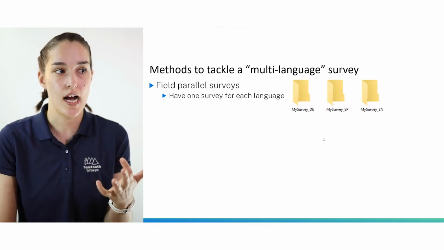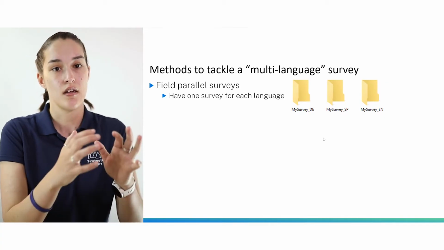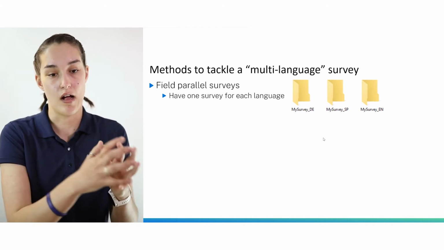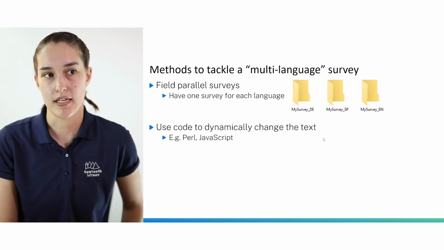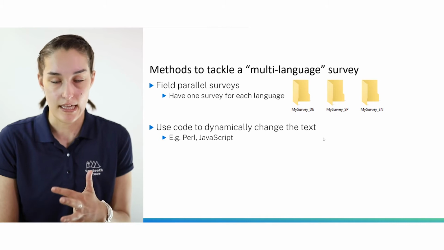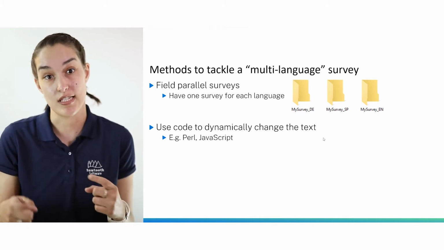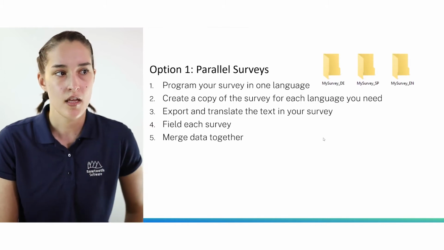Okay, so methods to tackle a multi-language survey. Generally, there are two different options to program a multi-language survey. The first is to have one survey for each language. If I have an English survey, a Spanish survey, and a German survey, then I will have three separate copies of my survey, and each one will be translated. The other way is to use code like Perl or JavaScript to dynamically change the text based on a question or a variable.